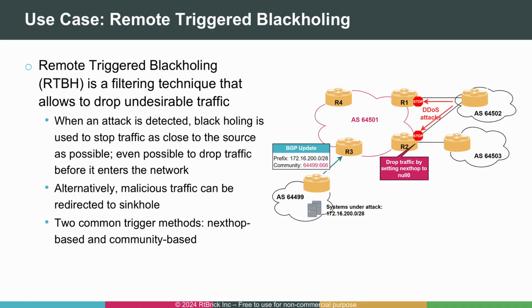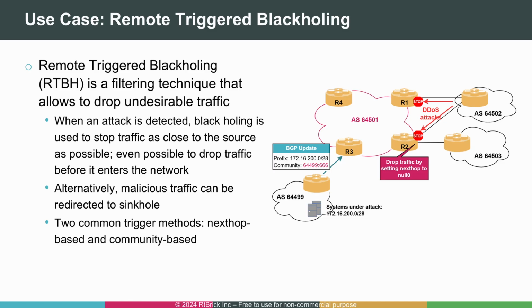Let's wrap up this section on BGP communities with a practical example. Remote triggered blackholing is a technique used to stop unwanted traffic, especially during denial-of-service attacks or distributed denial-of-service attacks. Take a look at the diagram on the right. Imagine Autonomous System 64499 has a few servers under attack. Once the attack is detected, blackholing lets us drop that malicious traffic before it reaches the target.